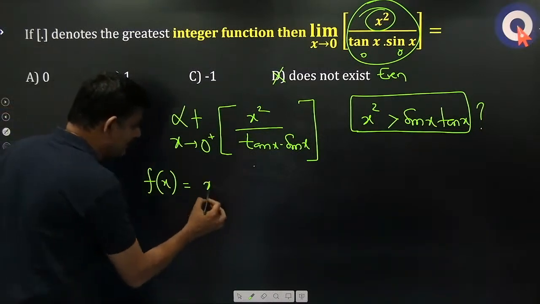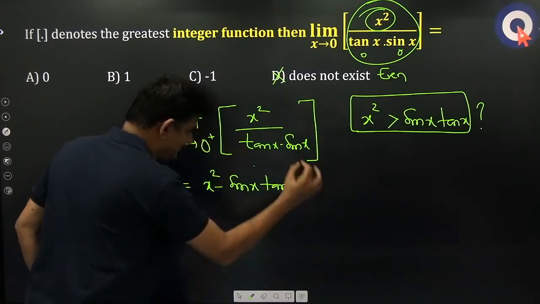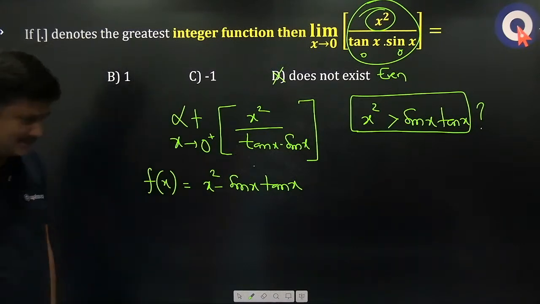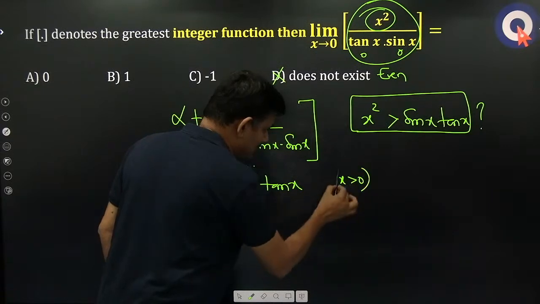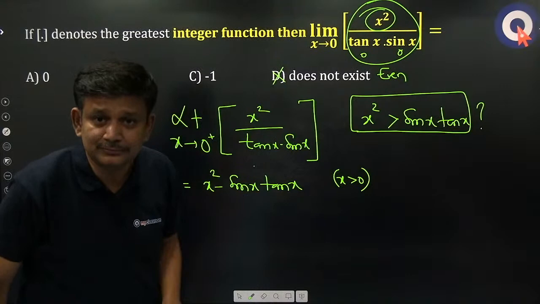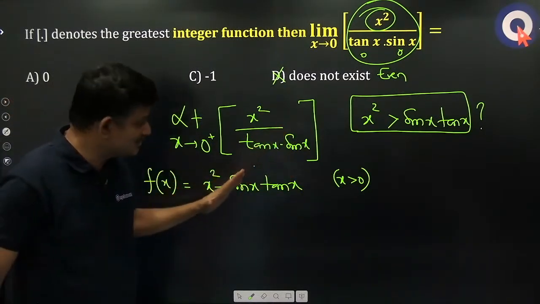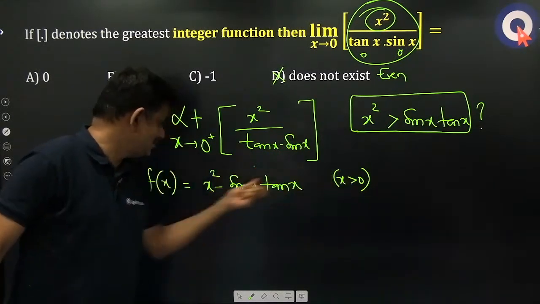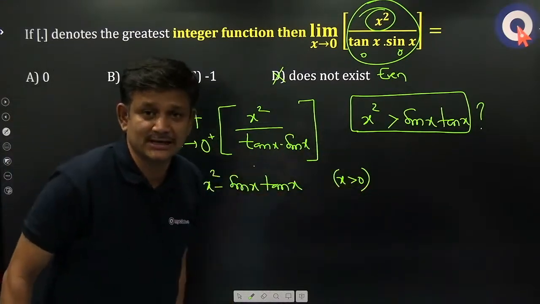Usually such types of inequalities we approach with monotonicity. Consider a function f of x is equal to x square minus sin x tan x. Our observation is for x greater than 0. What is this function? At 0, f of 0 is 0. If you identify this to be an increasing function, that means from 0 it increases. That means for x greater than 0, f of x would be positive. That means x square will be more than sin x tan x.